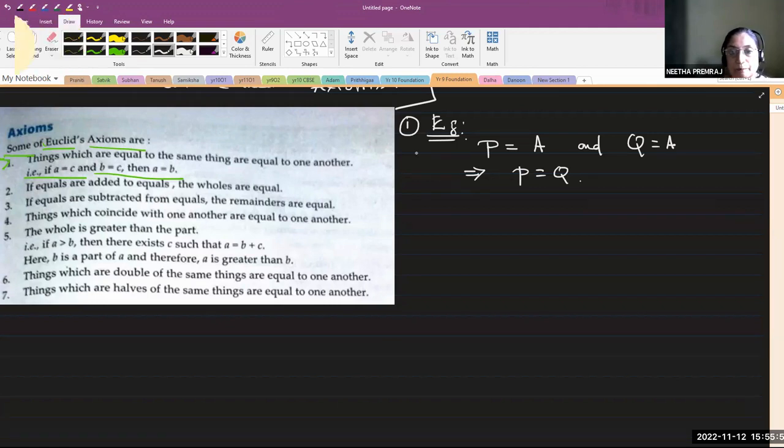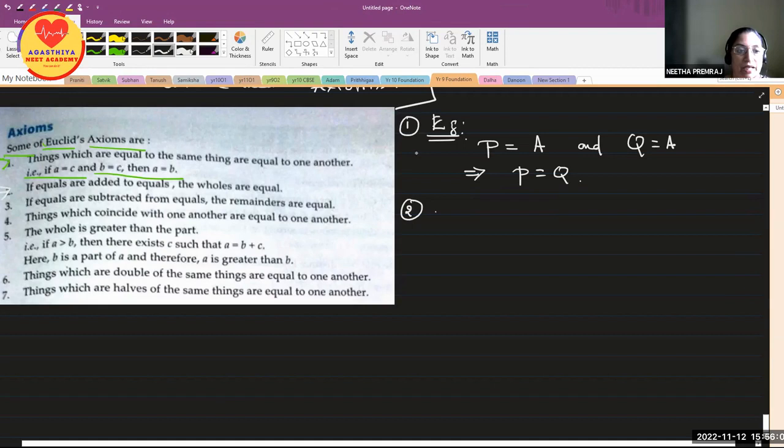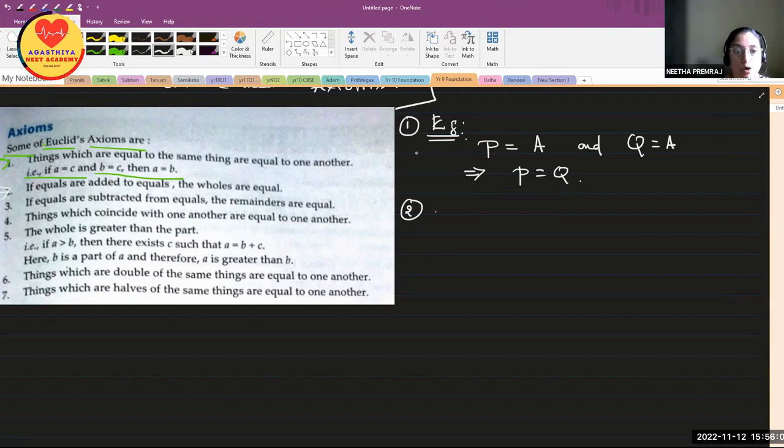Okay, second. What is the second axiom? If equals are added to equals, the wholes are equal. For example, A is equal to B, it is given. I am adding C on either side. Your left hand side becomes A plus C, right hand side becomes B plus C. Both are equal. A plus C is equal to B plus C.